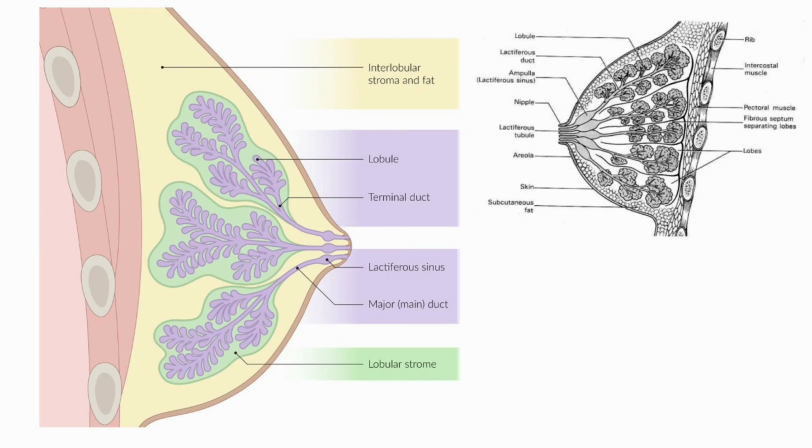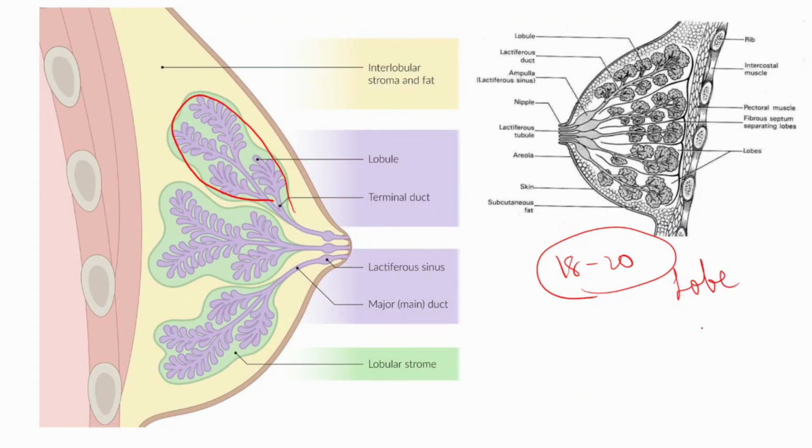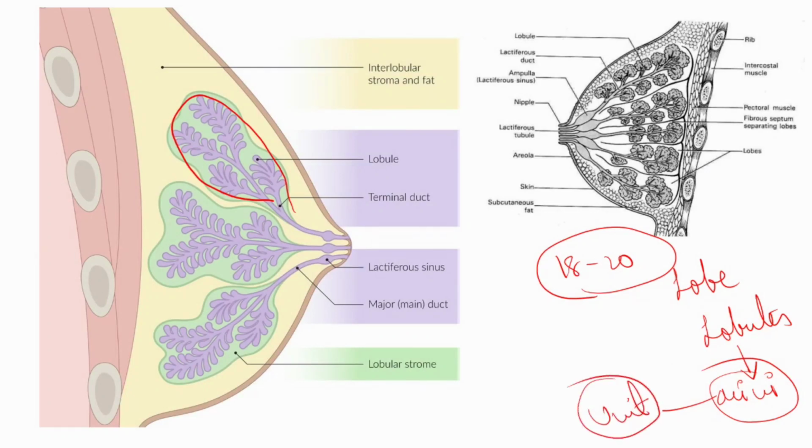Just imagine this is a breast. In the breast we have 18 to 20 lobes. Each lobe has lobules. Each lobule has acini. So acini is the finalmost unit of the breast. A group of acini will form a lobule, a group of lobules will form a lobe, and a group of lobes will form a single breast. Okay, very simple.